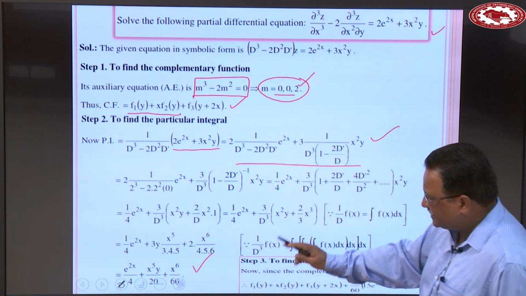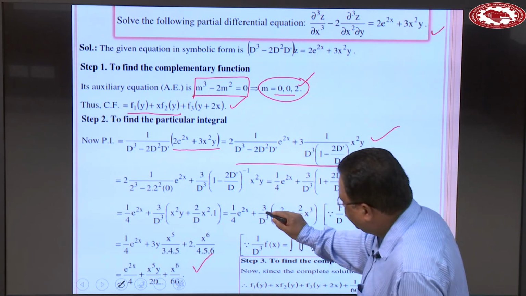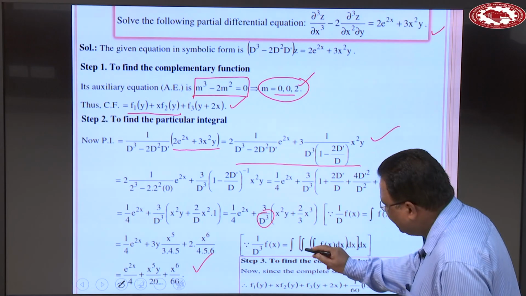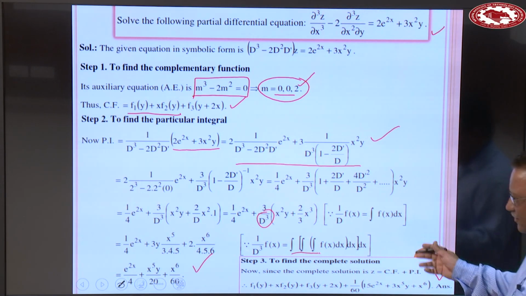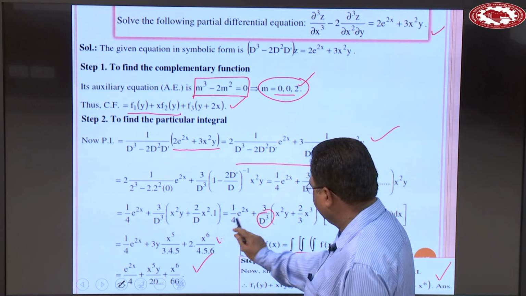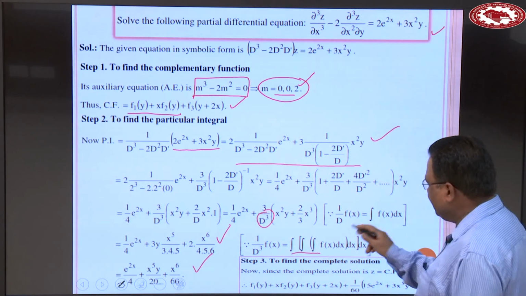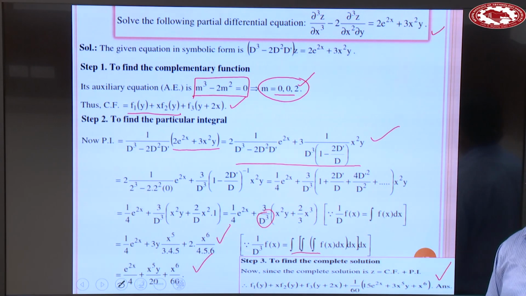Okay. So here see, here we get D³. D³ means triple integral of f(x) dx dx dx. Solve this triple integral, and you will get this type of result. 1 over D means single integral. 1 over D² is double integral.